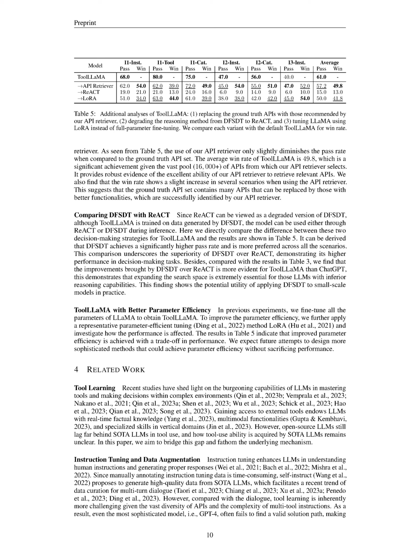Section Summary. The paper compares the decision-making strategies of DFSDT and React in the ToolLLaMA model, showing that DFSDT achieves a higher pass rate and is preferred across all scenarios, highlighting its superiority over React. Additionally, the study finds that DFSDT brings more significant improvements to ToolLLaMA than ChatGPT, emphasizing the importance of expanding the search space for models with inferior reasoning capabilities. The paper also explores parameter efficiency in ToolLLaMA, showing that while improved efficiency is achieved with LoRa tuning, there is a trade-off in performance. Lastly, the paper aims to understand how SOTA LLMs acquire tool usability, as open-source LLMs still lag behind in this aspect.